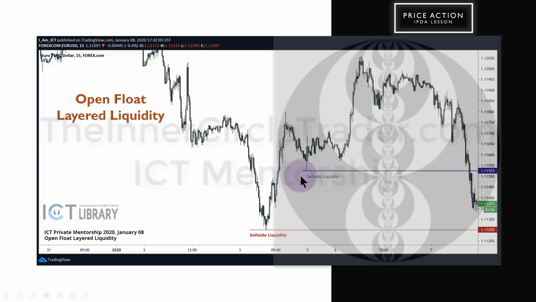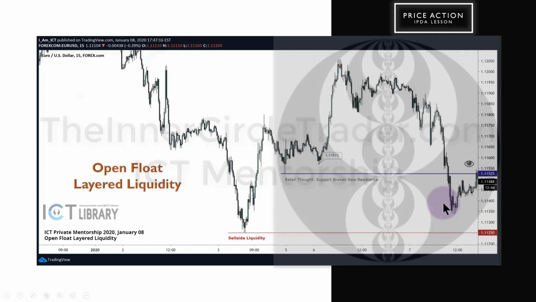The grade level sell-side liquidity pool resting below these relative equal lows versus this red one here. This one's untapped, okay? It's unrealized. So the market has gone lower than this relative equal lows, and once this sell-side liquidity pool has been purged, I want you to focus on what is one of the biggest retail traps there is, and I want to inject an interbank perception about the same things. So let's talk about the open float and layered liquidity.